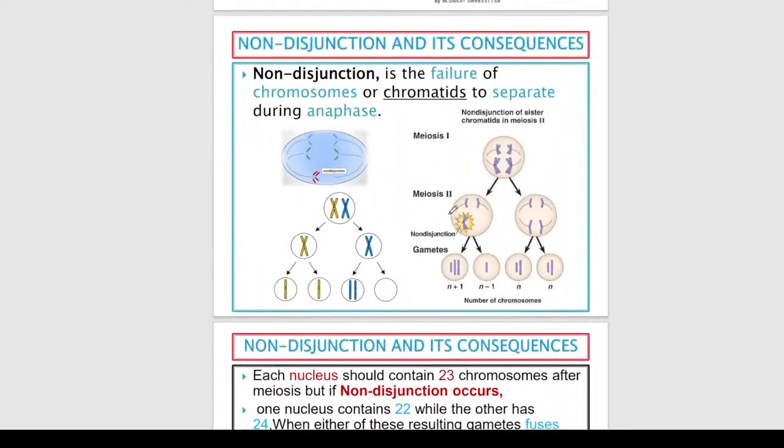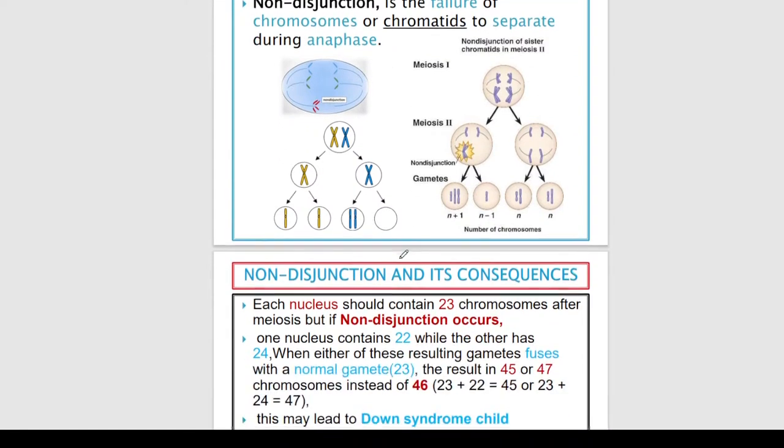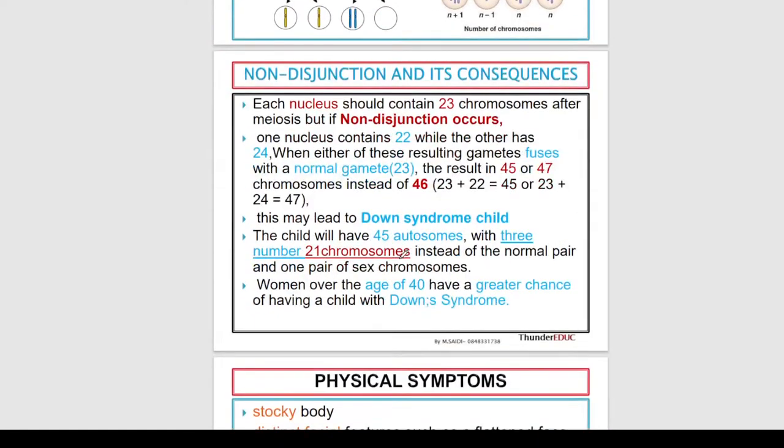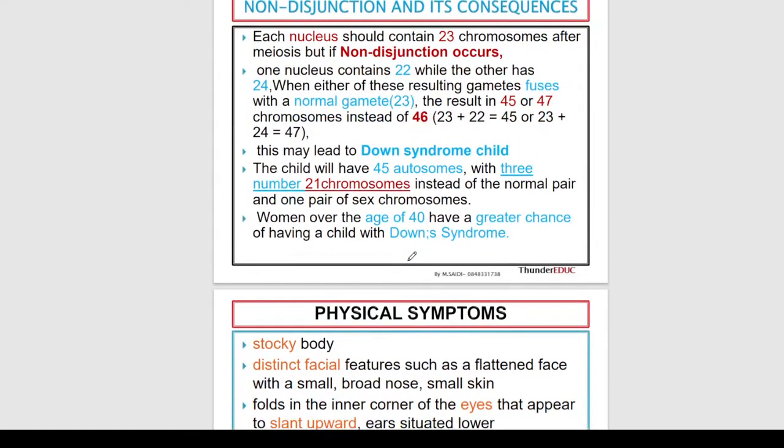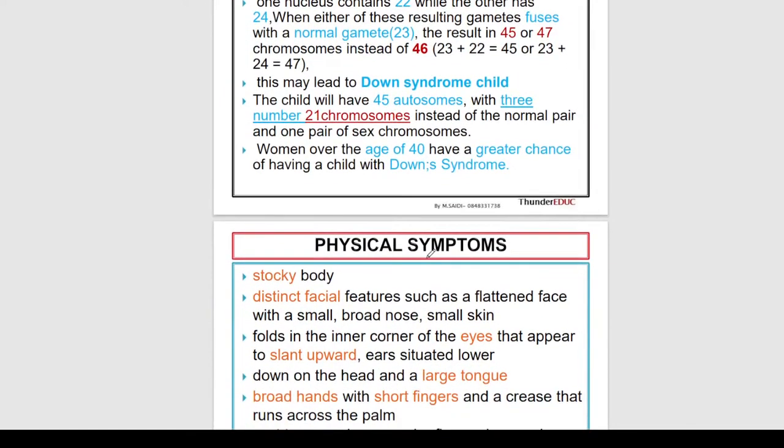Non-disjunction, failure of the chromosomes to separate during metaphase. No. During anaphase 1 or anaphase 2. So, failure of the chromosomes to separate during anaphase. You see, they are being pulled to one side, so it means it's going to leave one cell short of chromosomes. I did all these classes, but now we are just trying to be fast. Yes?